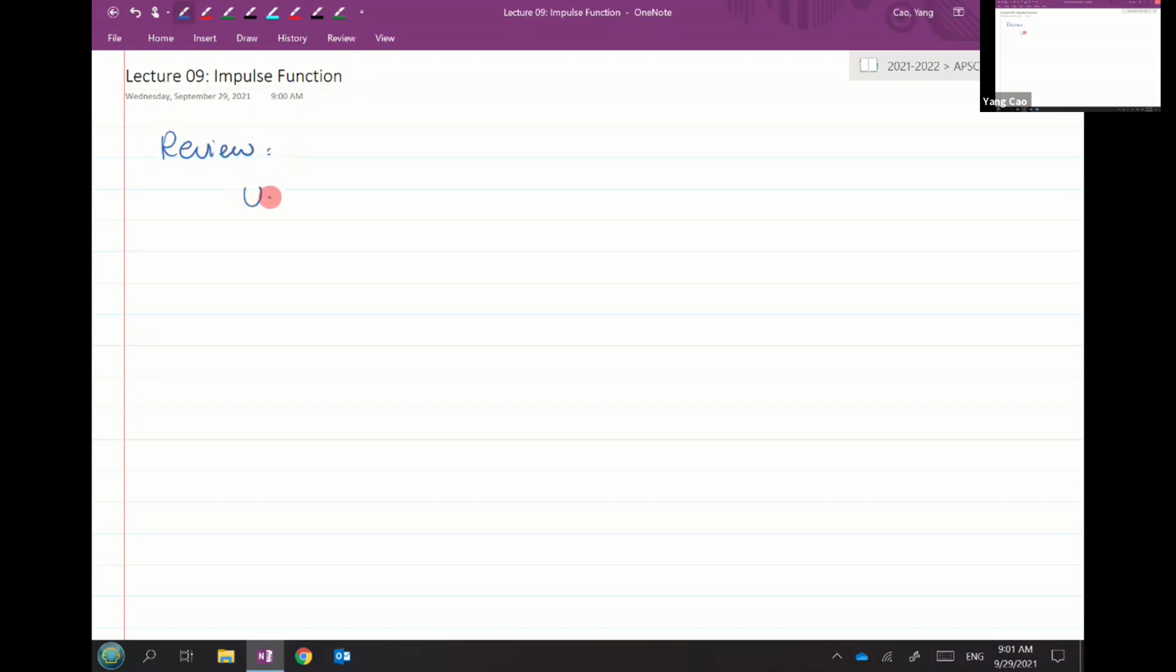A quick review: we have defined a new function called the unit step function, which is defined as 0 when t is less than 0 and 1 when t is greater than 0. There are many uses for this unit step function. Particularly at the end of the last lecture, I showed you a couple of applications of how you can write a piecewise function as a single expression using the unit step function.